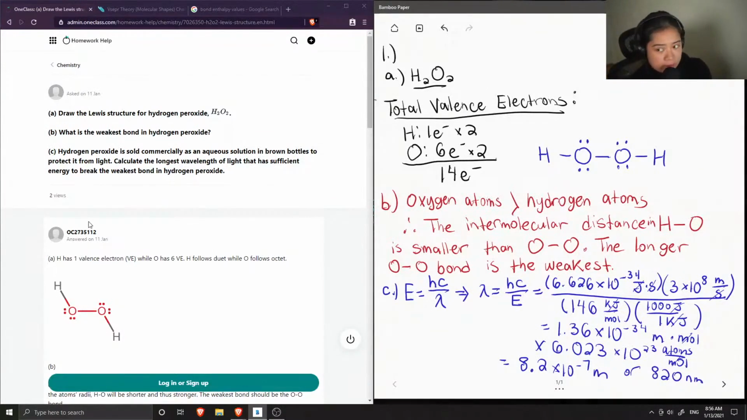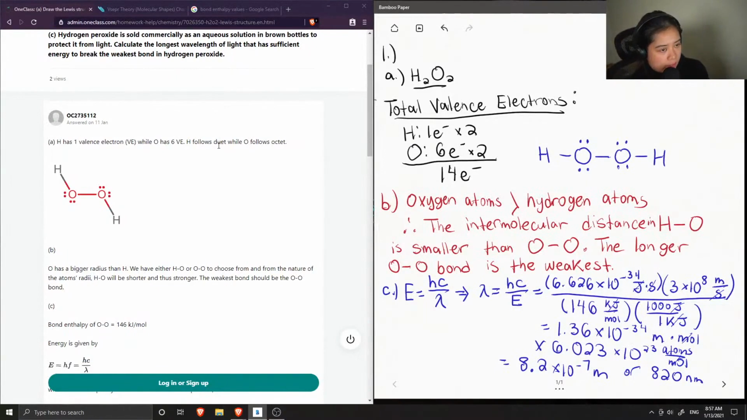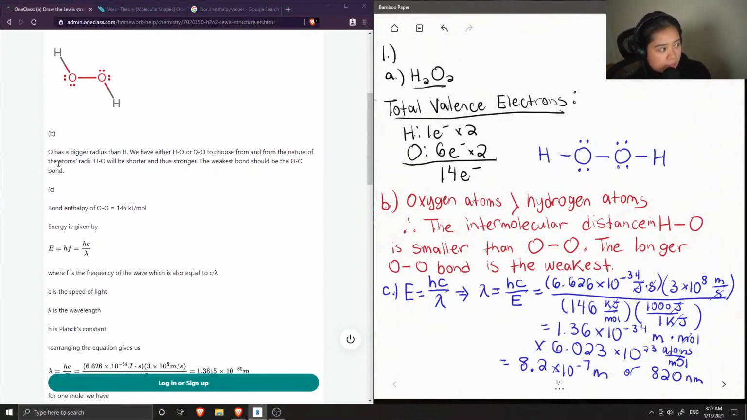Okay, so let's see what the junior tutor said. Hydrogen has 1 valence electron, while oxygen has 6. Hydrogen follows a duet, while oxygen follows an octet. Okay, so they have a more accurate Lewis structure, but it is pretty much the same. And B, oxygen has a bigger radius than hydrogen. We have either hydrogen-hydrogen, hydrogen-oxygen or oxygen-oxygen bonds to choose from, and from the nature of the atoms' radii, the hydrogen-oxygen bond will be shorter and thus stronger. The weakest bond should be the oxygen-oxygen bond.